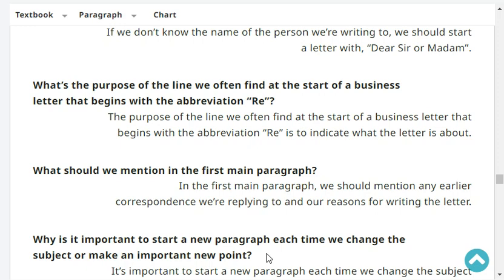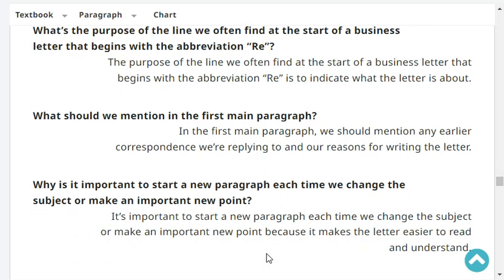The purpose of the line we often find at the start of a business letter that begins with the abbreviation RE is to indicate what the letter is about. Okay. Very good. What should we mention in the first main paragraph?